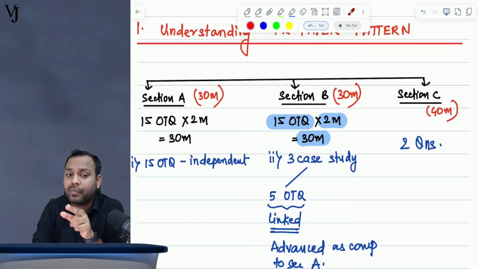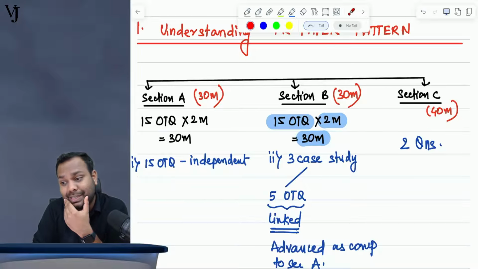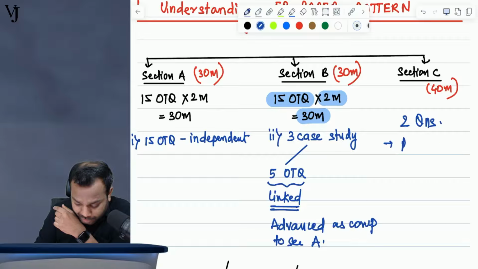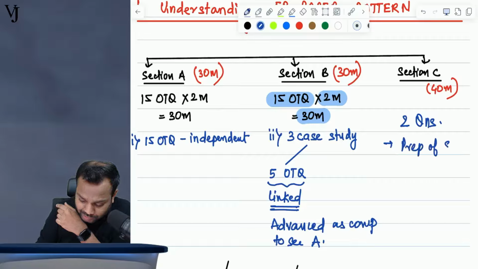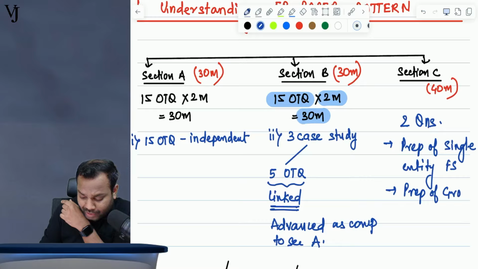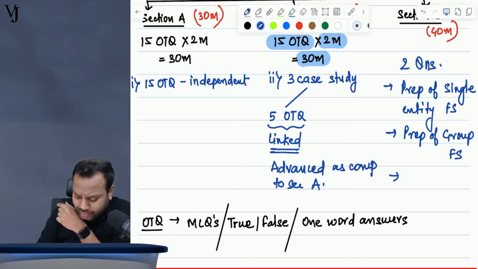Okay, section C will comprise 40 marks, which will have two questions of 20 marks each. So 2 into 20 is 40. Now, what are the questions that will be tested in section C? As you know, in section C, they can test preparation of single entity financial statements, or they can test preparation of group financial statements, or they can test interpretation.